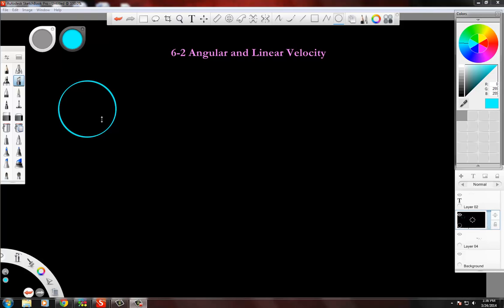Hello there. We're going to do 6.2, angular and linear velocity. But first, a brief review of 6.1. Now, what is a radian? So we're just going to start right there and review this.